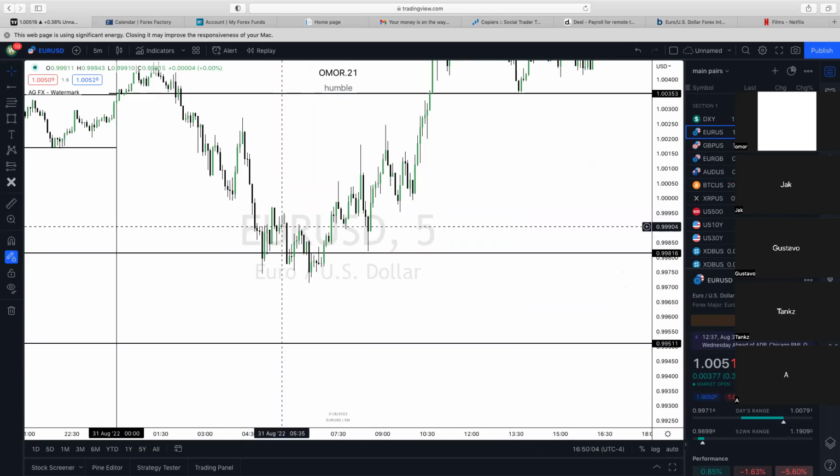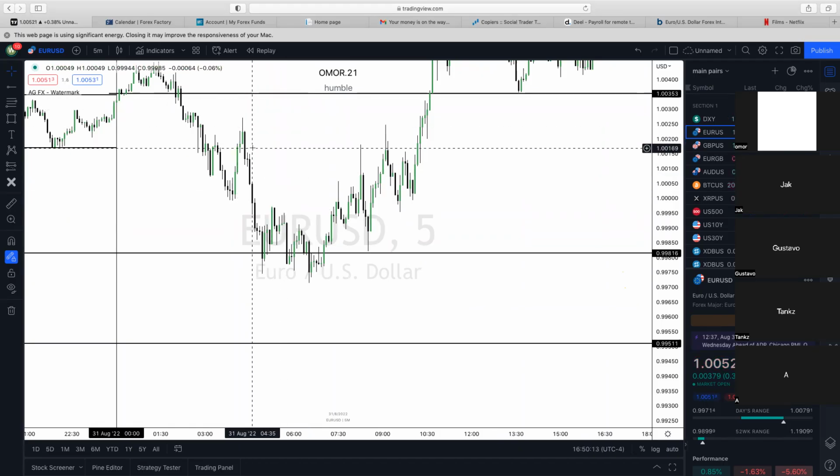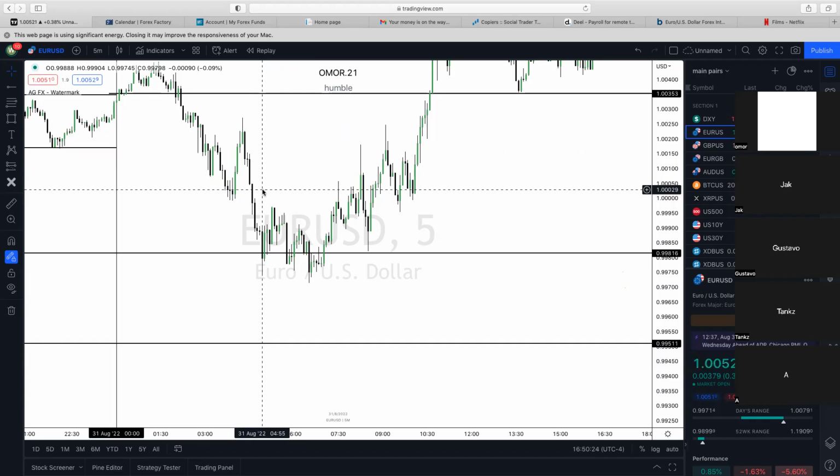Now you have to look at it in the context, right? You have to look at it in the context. We are in a discount of the day. We're under the midnight price. That's one thing to consider. We're really under midnight opening price intraday, right? In a bullish bias. This is where narrative matters.